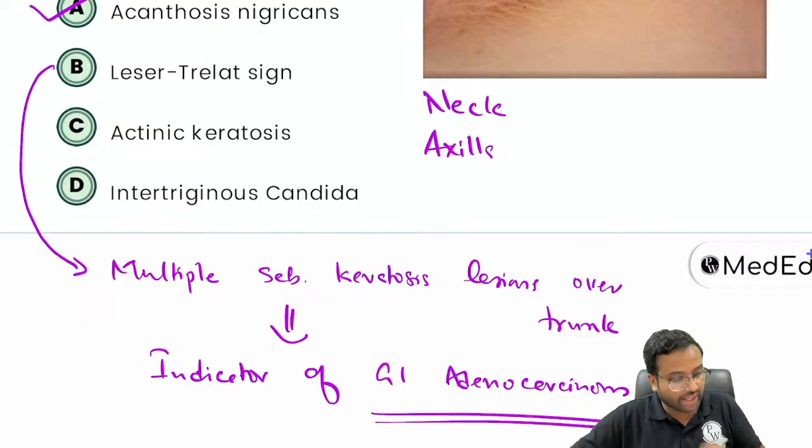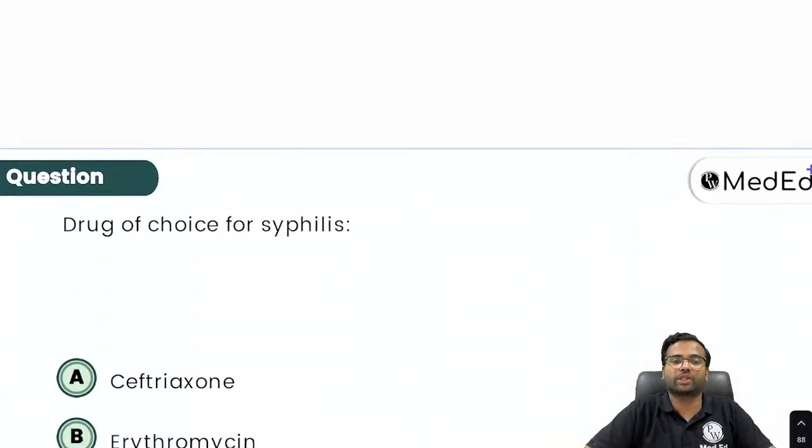That is called as laser trilat sign. Okay. I hope that is clear. Fine. So now let's go to the next one.